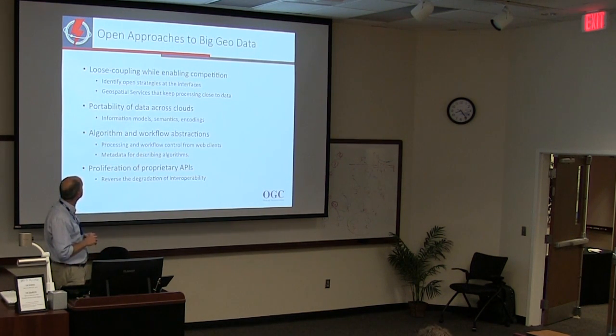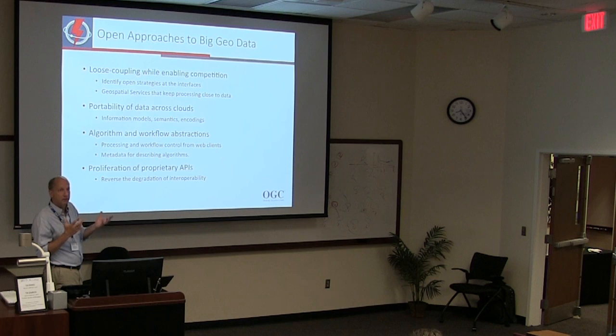So, open approaches, this is my cut. Loosely coupling while enabling competition, identify open strategies and interfaces, services that keep processing close to data, right? Because data moving is a big deal. Portability of data across clouds, information model semantics and encodings are real key to this. Jeff, this is kind of one of your themes: as you move into the cloud, having those encodings and data models become ever more important is something you've emphasized from a NOAA perspective to me in the past.